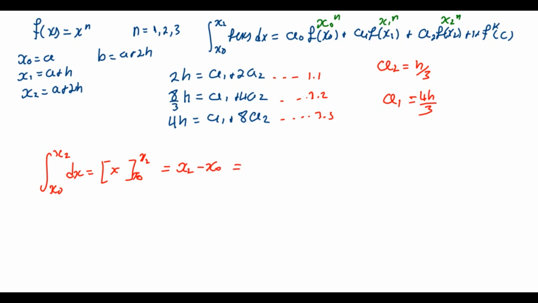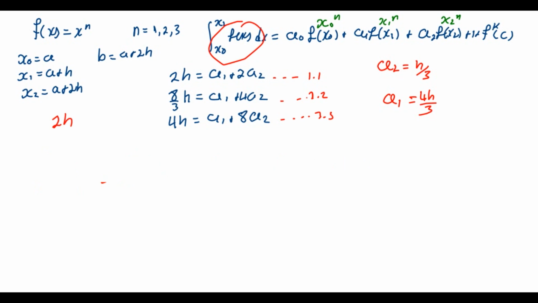Our x sub 2 is what? It is a plus 2h, minus our x naught which is a, so this is just basically equal to 2h. That is for this part here. We have 2h on our left hand side. Let's look at our right hand side. For our right hand side, if you plug in 0 here, 0 here, 0 there, those are just going to be ones. So it simply means you're saying your 2h is equal to a naught by 1, which is a naught, plus a sub 1 by 1, which is a sub 1, plus a sub 2.